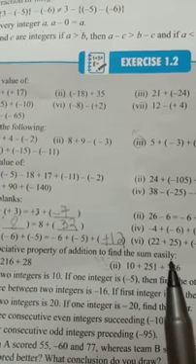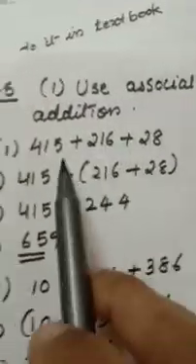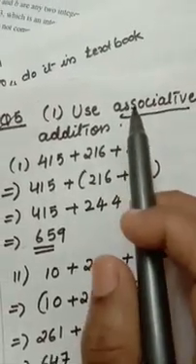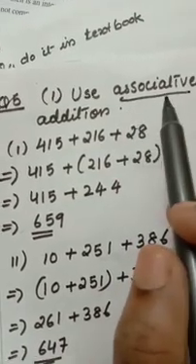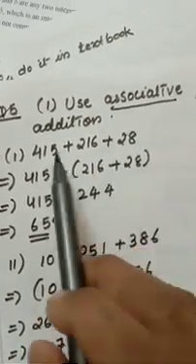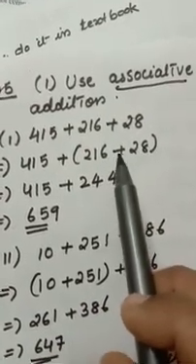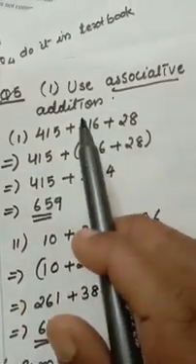Use the associative property of addition to find the sum easily. Associative property. Question number 5. Associative property. What is meant by associative? Associative meaning grouping. You have to group. After that you add. 3 numbers are there. Any 2 numbers you group. Whatever the answer, that you add with the other number. Okay. I grouped these 2.